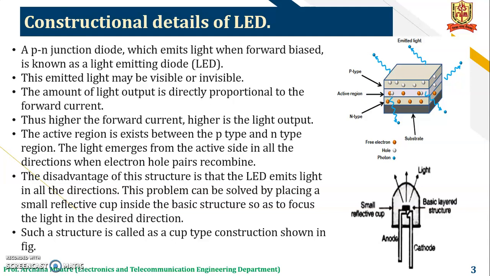The active region exists between the p-type and n-type region. The light emerges from the active side in all the directions when the electron-hole pairs recombine. The disadvantage of this structure is that the LED emits light in all the directions. This problem can be solved by placing a small reflective cap inside the basic structure so as to focus the light in the desired direction. Such a structure is called cup-type construction, shown in figure.